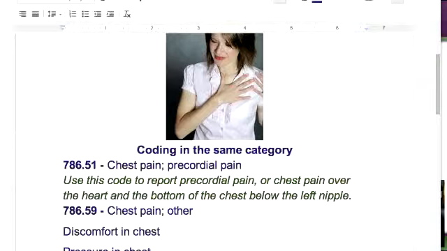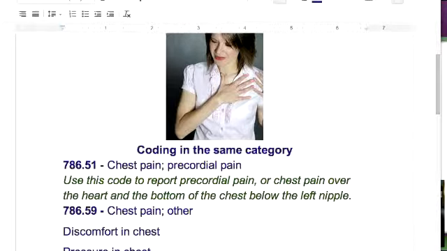786.51 is chest pain, precordial pain, and you use this code to report precordial pain or chest pain over the heart and at the bottom of the chest below the left nipple. You can kind of see where she's grabbing. This would be a classic heart attack sign. They're having pain there, and they call it sternal pain. It kind of goes up and around your side a little bit.